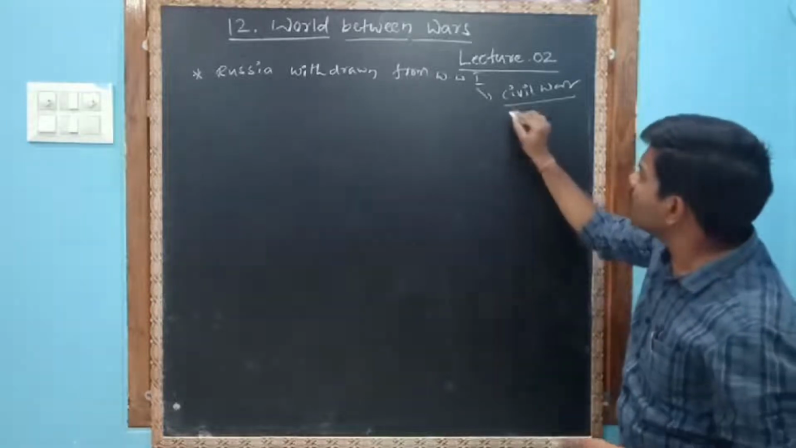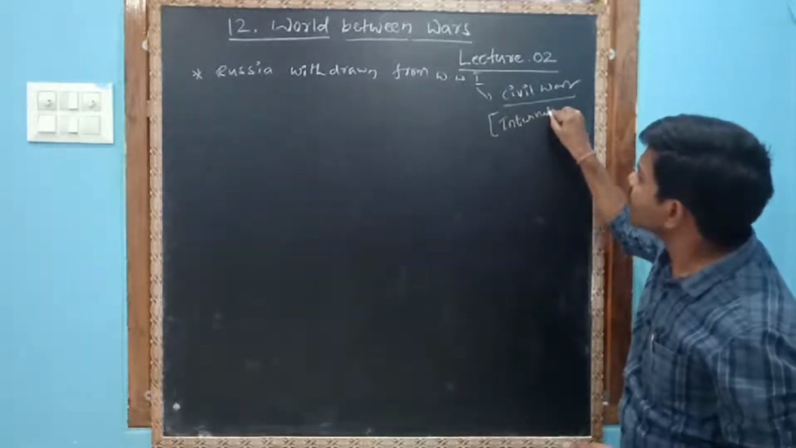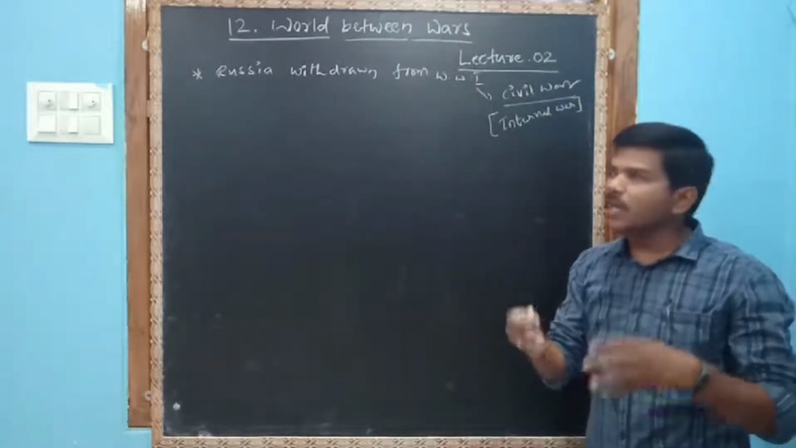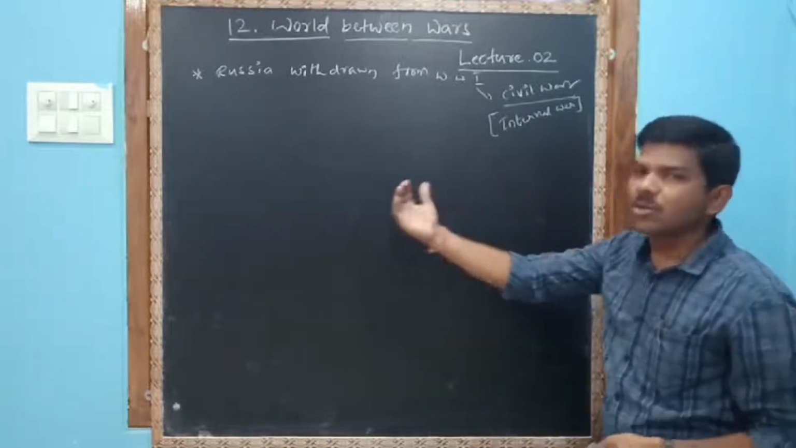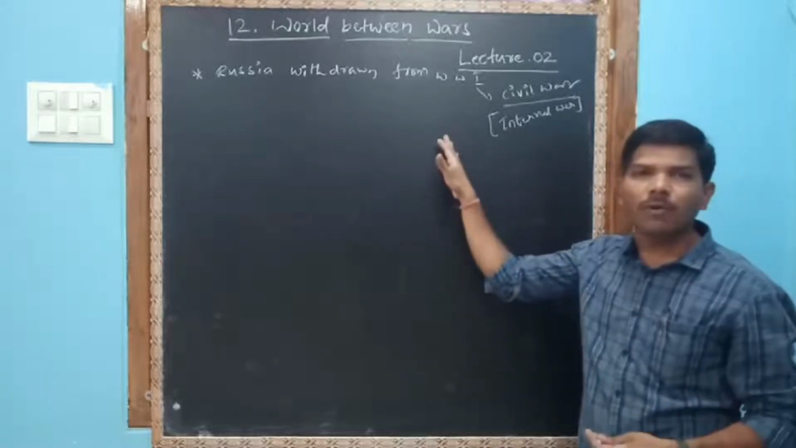What is civil war? Civil war means internal war in a country. So in the country there was internal war, internal disturbances were going on. Hence Russian soldiers were out. Russian soldiers were withdrawn from this World War.